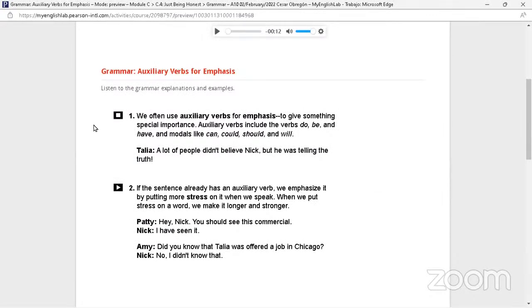We often use auxiliary verbs for emphasis to give something special importance. Auxiliary verbs include the verbs do, be, and have, and modals like can, could, should, and will. A lot of people didn't believe Nick, but he was telling the truth.